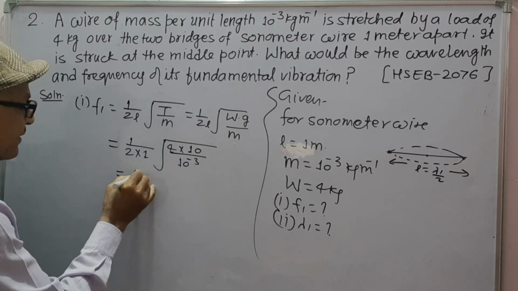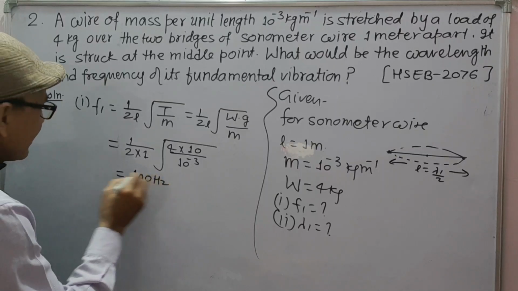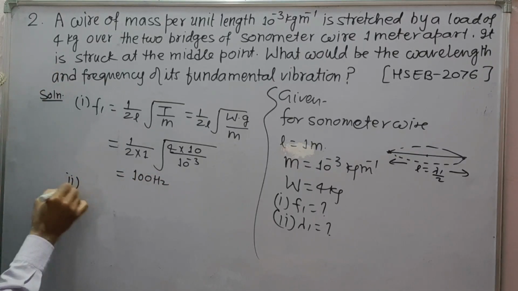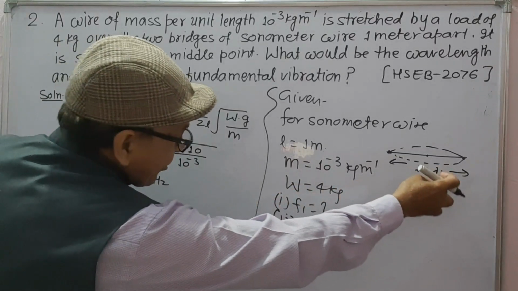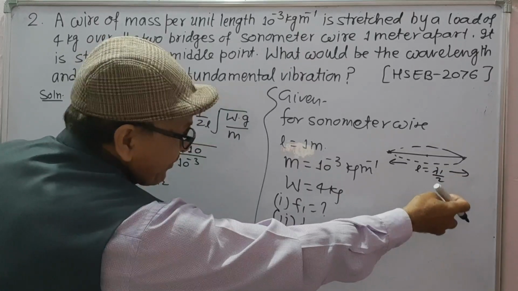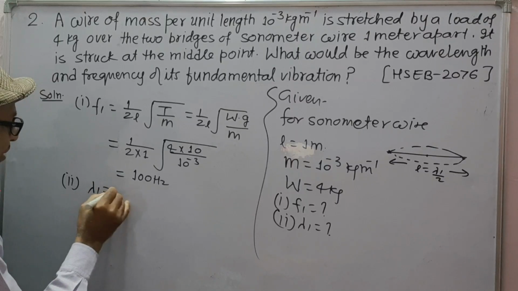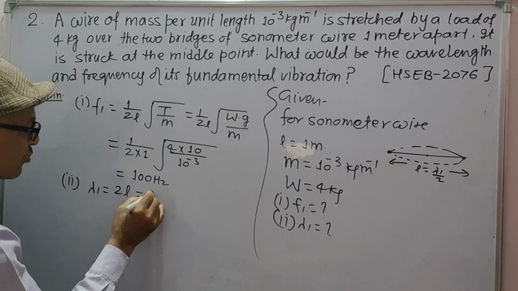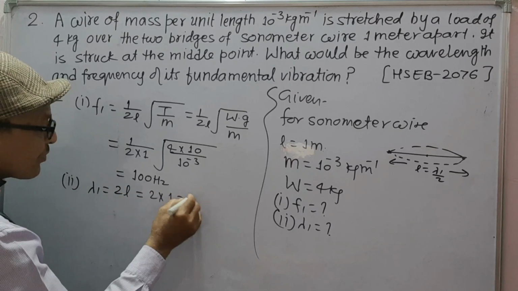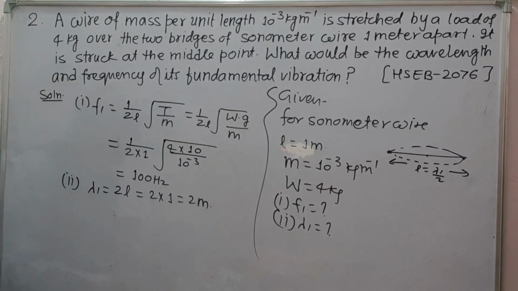F1 as 100 Hertz. And second part, here L is equal to lambda 1 by 2 in fundamental mode. Therefore, lambda 1 will be equal to 2L, which is 2 into 1, which is equal to 2 meter.